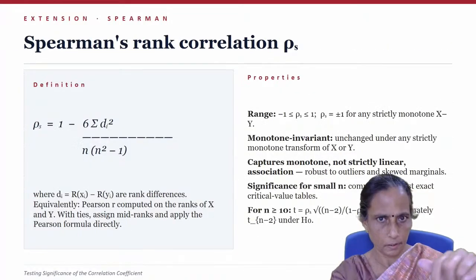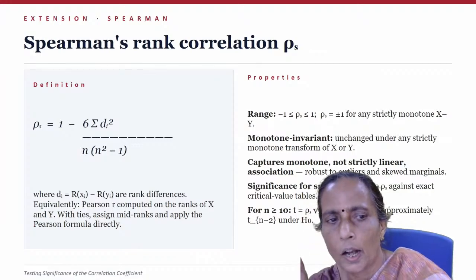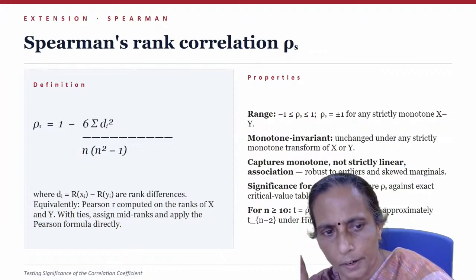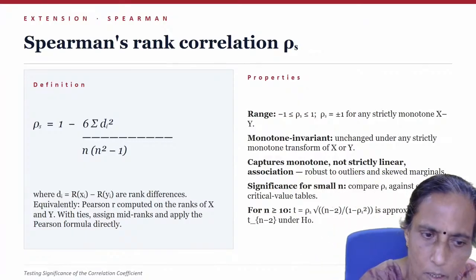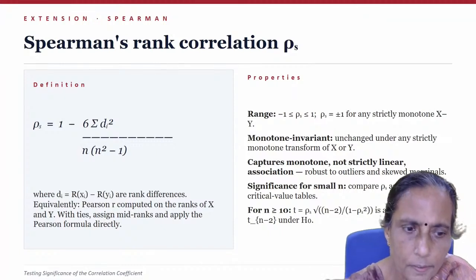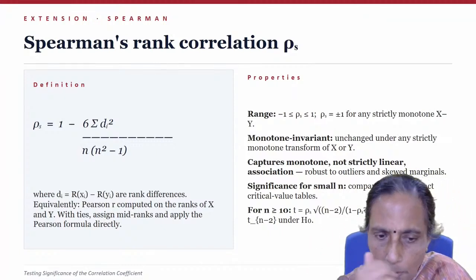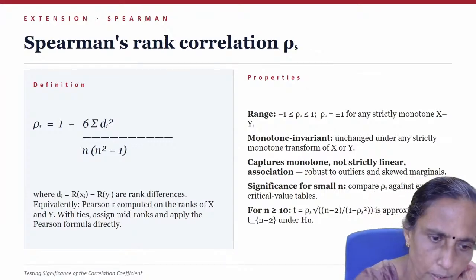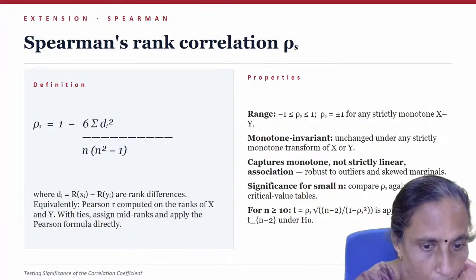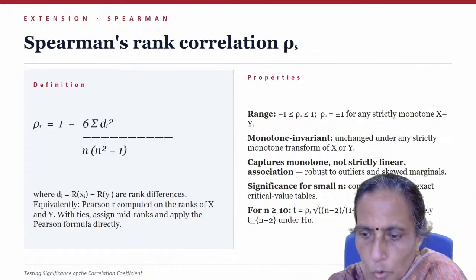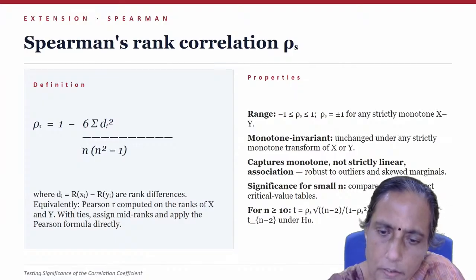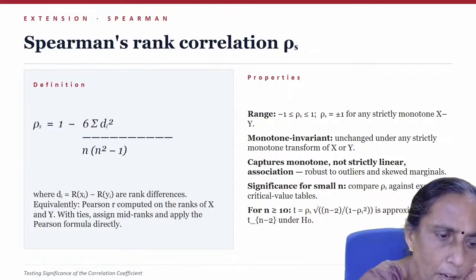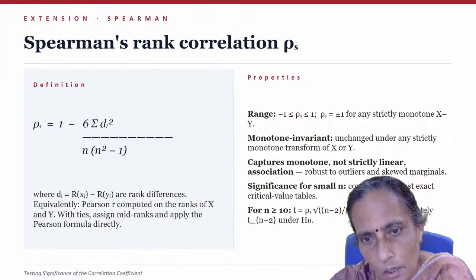So Spearman's rank correlation, the formula is 1 minus 6 summation d square divided by n into n square minus 1, where di is equal to rank of x minus rank of y, the rank differences. Equivalently, Pearson's r computed on the ranks of x and y. With ties, assign mid ranks. That means if two people are having 3 and 3, in that case take the mid ranks, that is 2.5 and 2.5. Okay, and apply the similar formula directly.